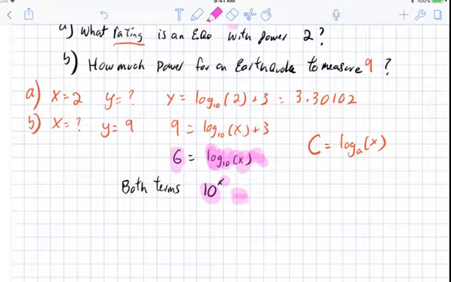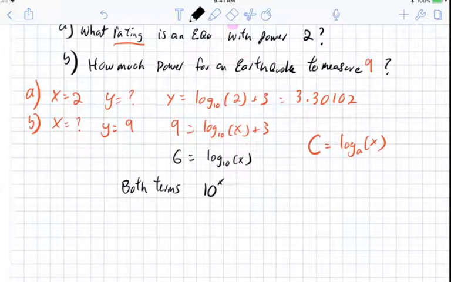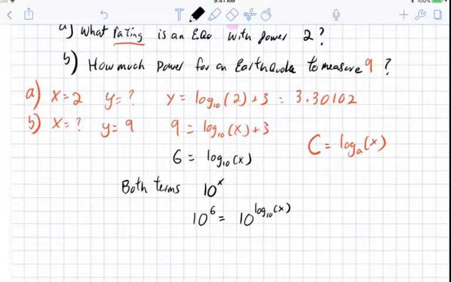Why am I choosing 10? It's because 10 is the base of the logarithm. The point to all this is that I want to invert the log. 10 to the 6 is equal to 10 to the log base 10 of x, which just becomes x. And so x has to be 1,000,000. You dig it? Okay, so let's try another one.